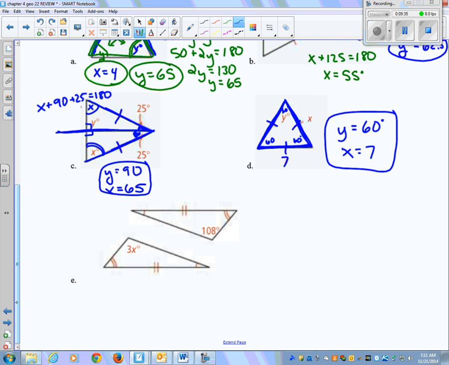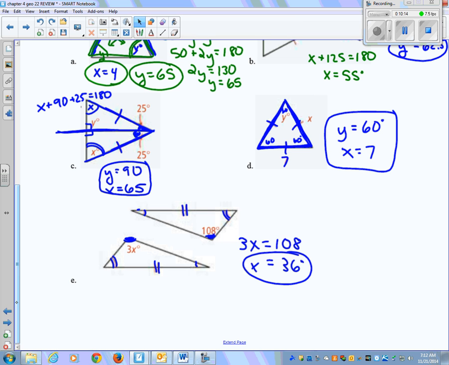Okay, part E here, you've got two triangles that are congruent to each other because this angle is congruent to this angle, this double angle is congruent to this double angle, and the side is congruent to the side. So by ASA, these two triangles are congruent, which means the missing angles must be congruent to each other. So 3x has to equal 108. Remember, when you're writing your equation, it has to make sense to your diagram. And this makes sense because these are corresponding parts of congruent triangles. So they have to be congruent, which makes them equal to each other. So that should be 36.